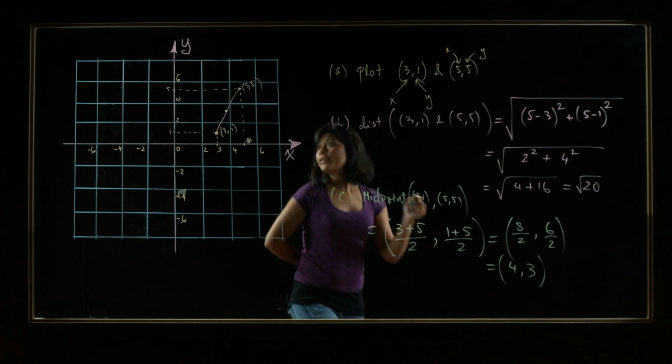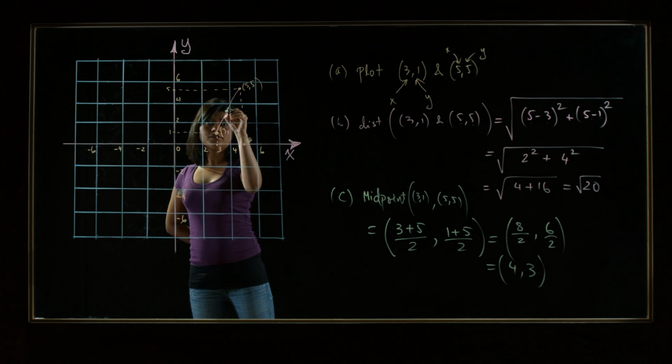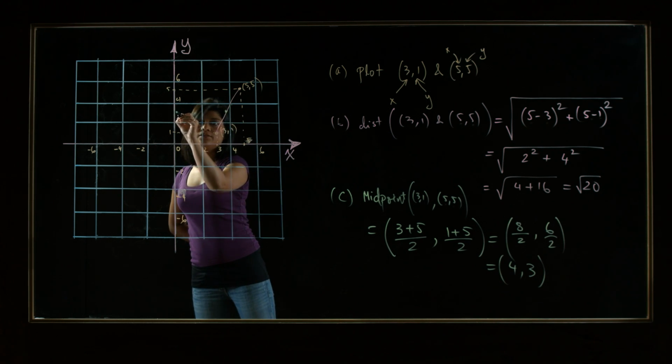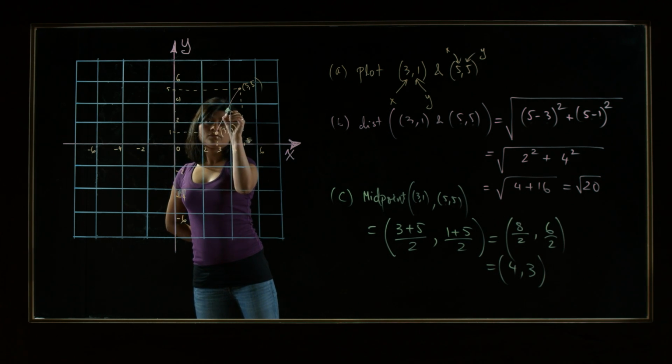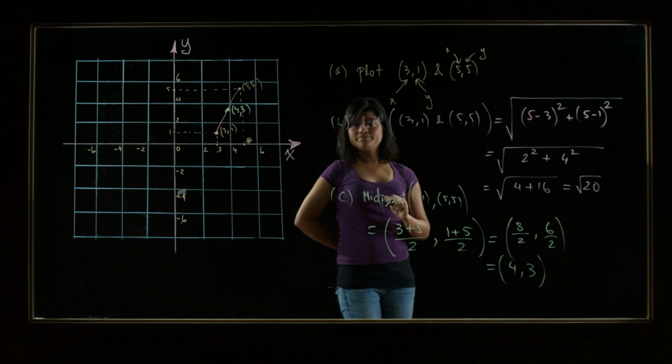So that point, here, this is 4, and it's a little bit off. So (4, 3). That is the midpoint of this line.